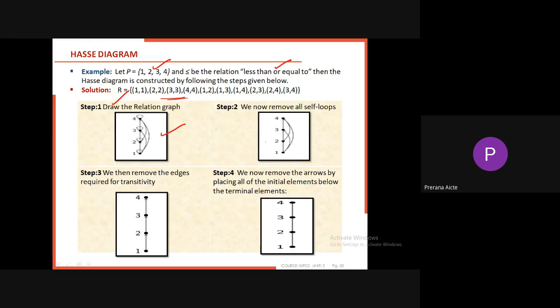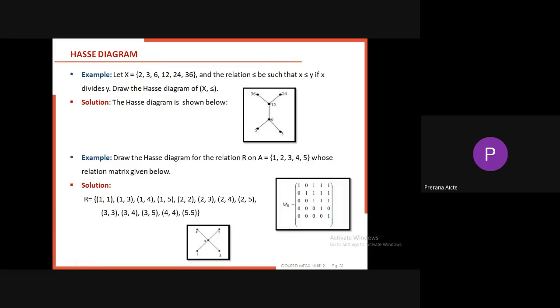Next, the second thing is, we will remove all the loops which are there in the nodes. If we remove the loops, this will be the result. After that we will remove all the edges which result from the transitive property. Finally, all the arrows are in the upward direction, so those arrows will be removed, and we are going to represent the Hasse diagram like this.